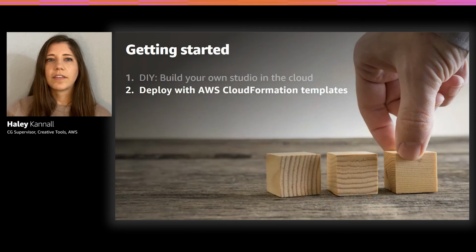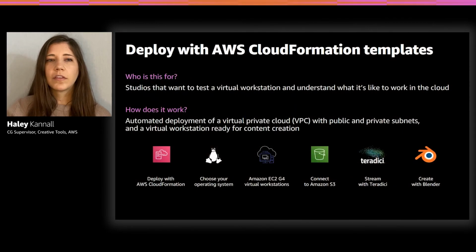Now let's take a look at the second option for deploying a content creation workstation using a CloudFormation template. This solution is a great way to test out what it's like to use a virtual workstation on AWS to create content. Minimal cloud expertise is required since you'll be using an automated CloudFormation template to deploy the infrastructure. It handles setting up a VPC, creating the networking subnets, and launching a virtual Windows or Linux workstation with a login. And your workstation is configured to work with the Teradici streaming protocol.